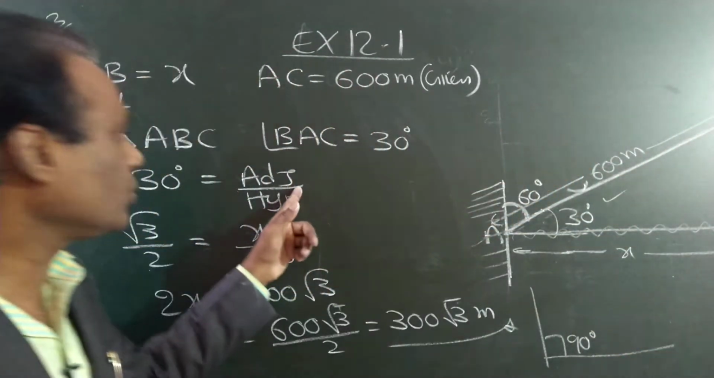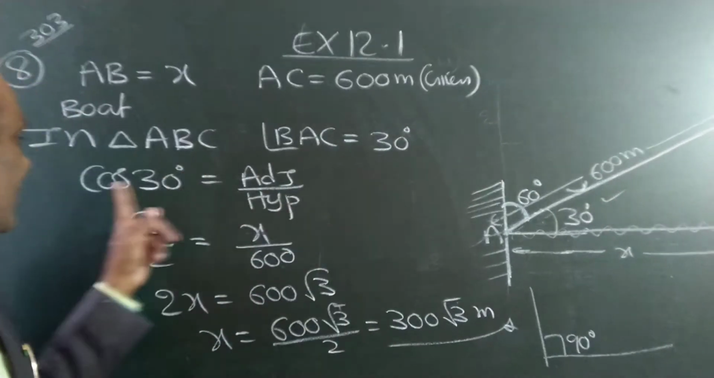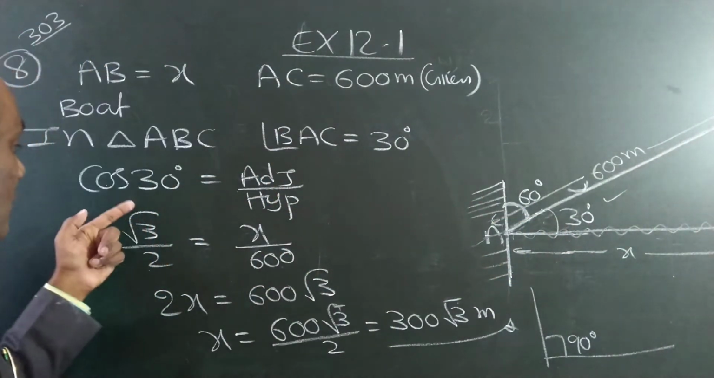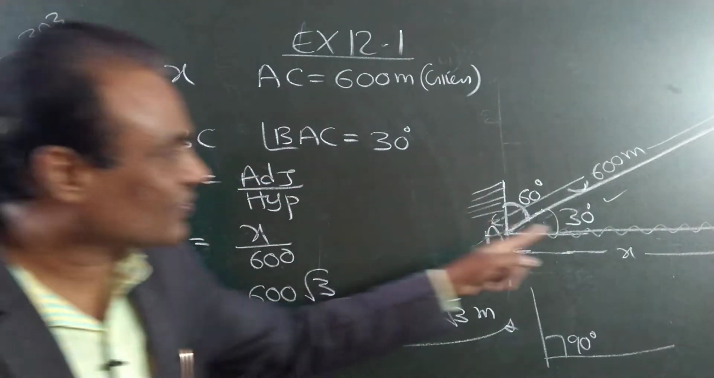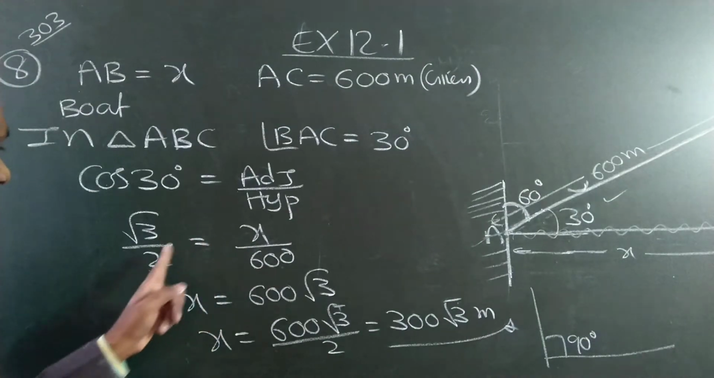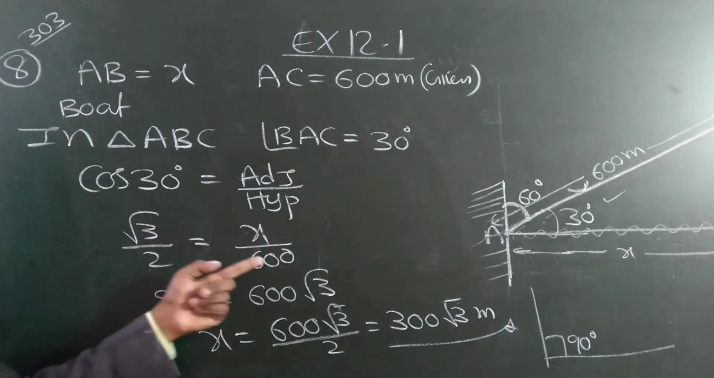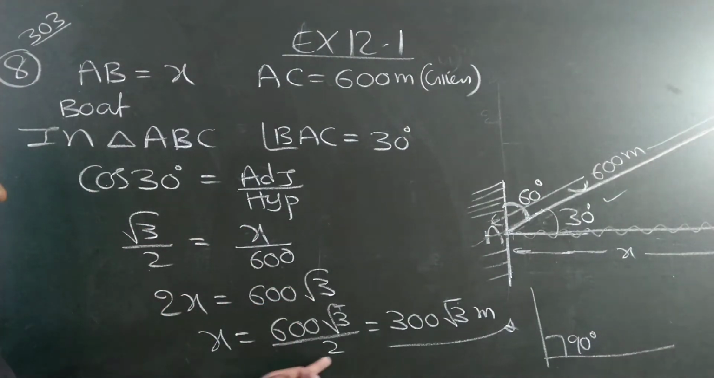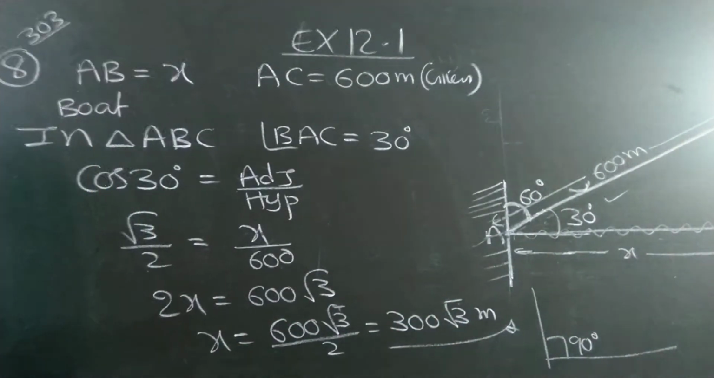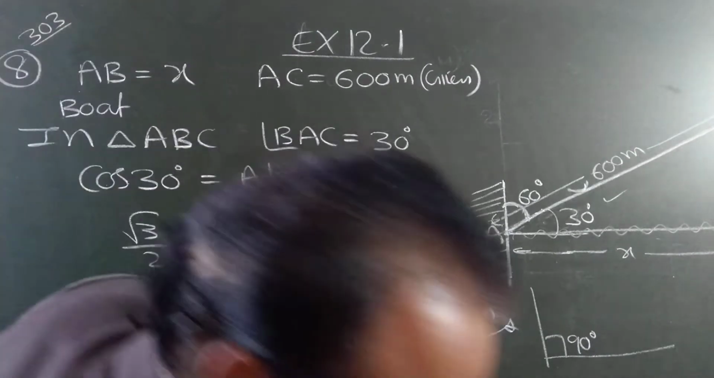Adjacent by hypotenuse is what ratio? Cos. What is the angle? 30. What is the cos 30 value? Root 3 by 2. What is the adjacent side? X. What is the hypotenuse? 600. 2 into x is equal to 600 into root 3. So to that side, 600 by 2 is 300 root 3. Right. This is the procedure.